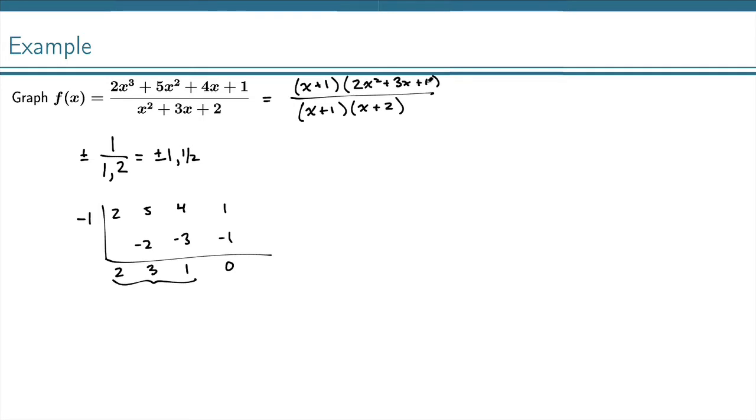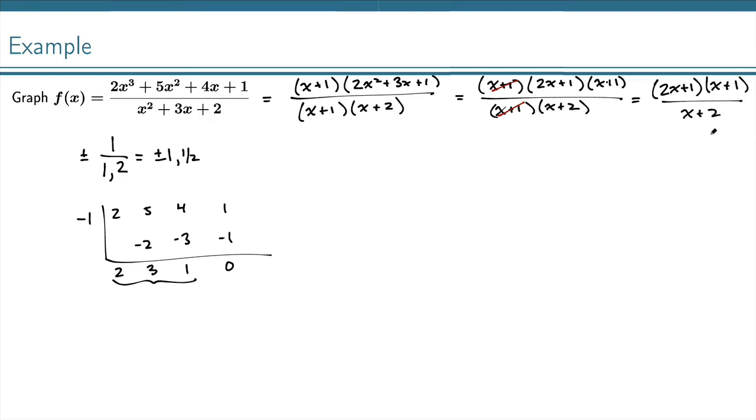And that right there factors a little bit more as well. That factors as 2x plus 1 and another x plus 1. And that's divided by x plus 1 over x plus 2. So that's our completely factored form now. And now we're ready to cancel common factors. We have a common factor of x plus 1, and so we can cancel that out. And we are left with just 2x plus 1 times another x plus 1 over x plus 2.